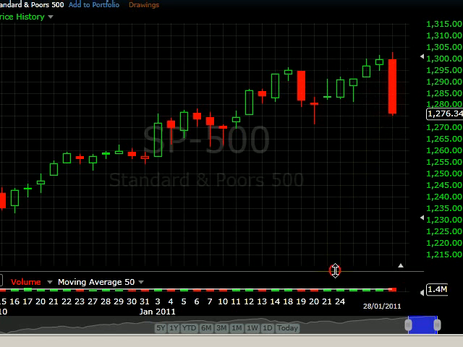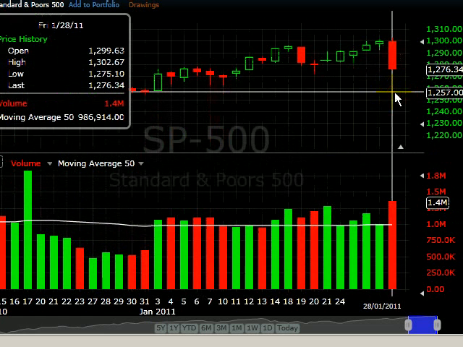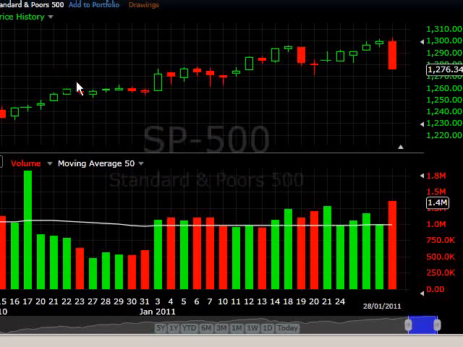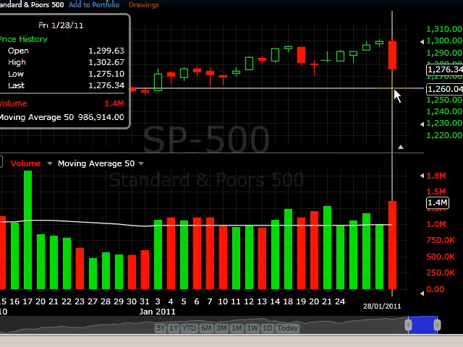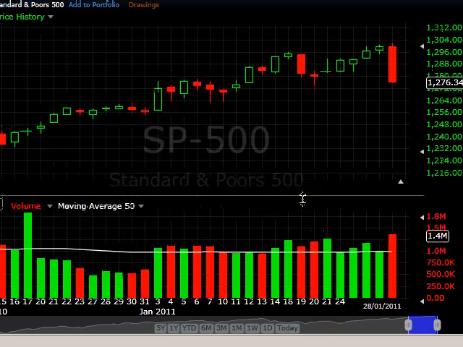What else I see here is if you have a look at volume, put my little cursor on there, you can see in this little box it's actually 1.4 million on the volume. Massive. A lot of people selling into the market, so there's a lot of weakness here in the market.